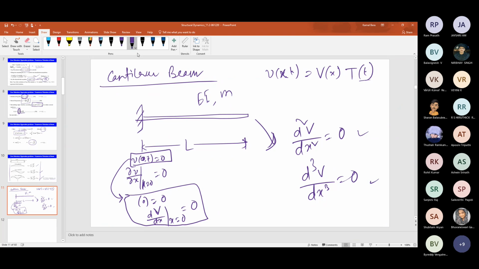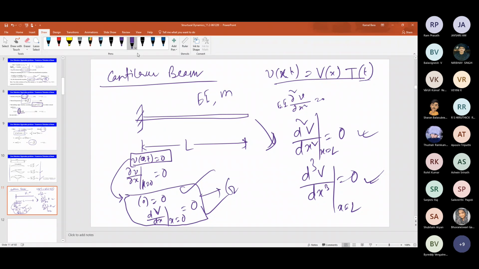Directly, actually it is del 2 small v by del x2 is equal to 0 times EI. So if I substitute v, this is evaluated at x equals l. So four boundary conditions, 1, 2, 3, 4. Any issue with this? No issue, right? And these are called the geometric boundary conditions, and these two are the natural boundary conditions. Okay.